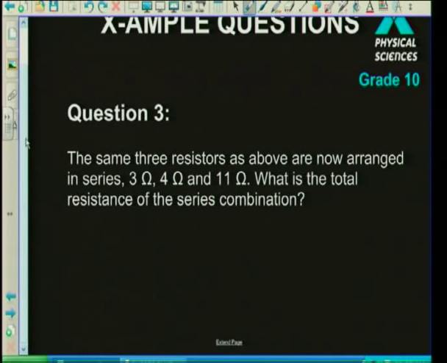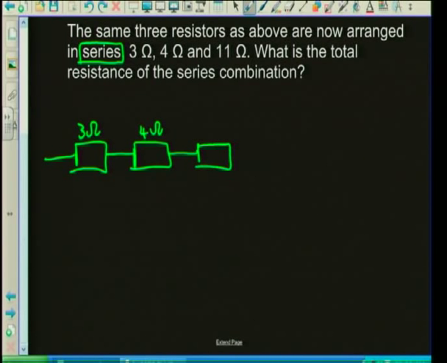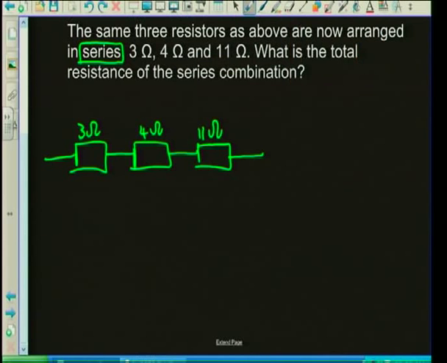Question 3. The same 3 resistors, this is actually carry on from question 2, are now arranged in series. What is the total resistance of the series combination? So, 3 ohms, 4 ohms, 11 ohms. Well, why are you thinking to yourself, why didn't they give this to us first? This one's easy. In series, all we have to do is add them together.